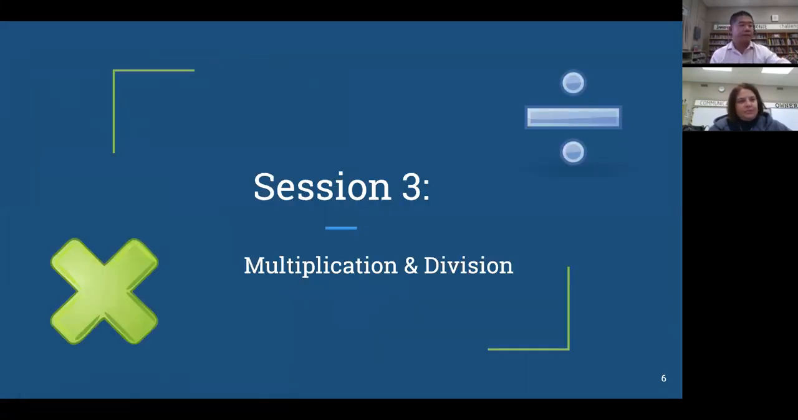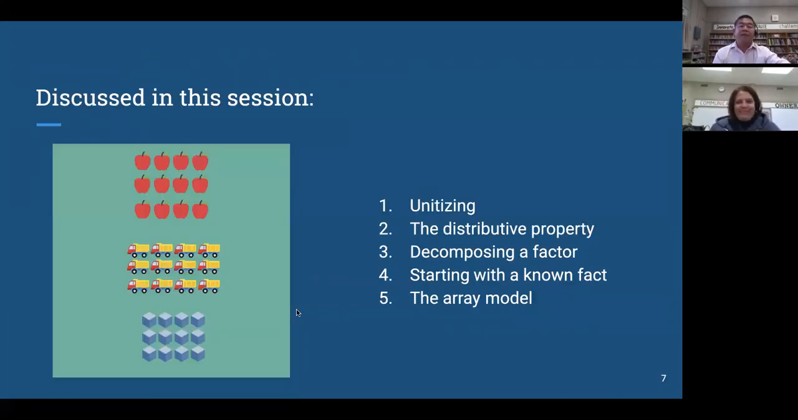And this is session 3 with our multiplication and division. Heather has a lot to share today, so we're getting pretty good at keeping things moving here. So today, in today's session, we are going to be looking at unitizing, the distributive property, decomposing a factor, starting with the known fact, and then how the array model connects to these ideas.